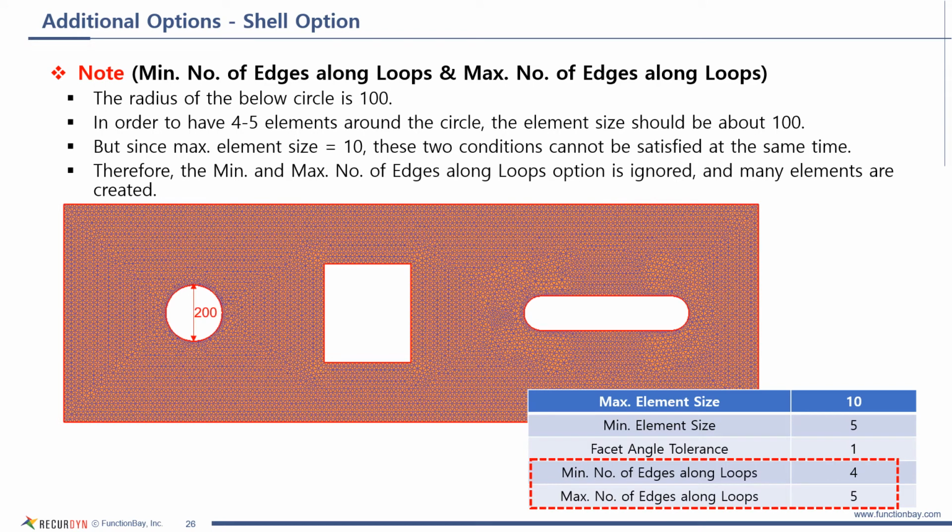However, this option is also affected by element size. This option will not be applied if the max element size or facet angle tolerance is too small for a given hole. In this image, 4 and 5 were used as this option, but a much greater number of elements were created around the hole.